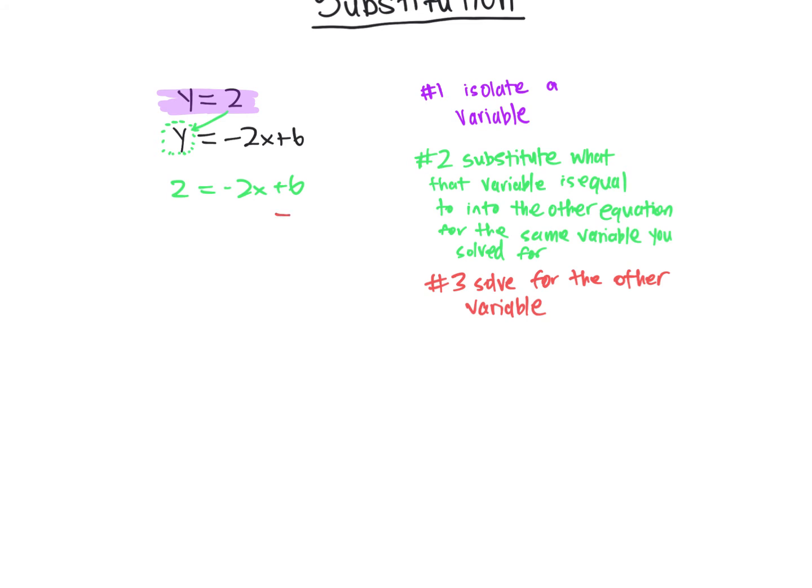So I'm going to subtract 6 from both sides. I'll get negative 4 is equal to negative 2x. Plus 6 and minus 6 cancel out. I'm going to divide both sides by negative 2. And I have 2 is equal to x.